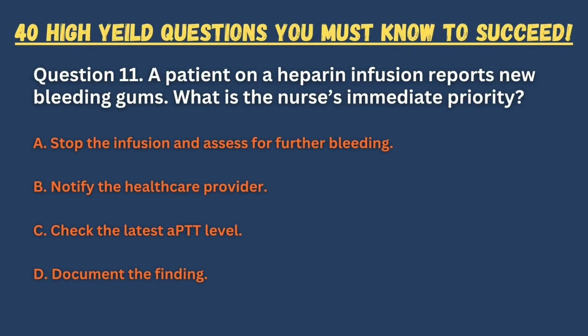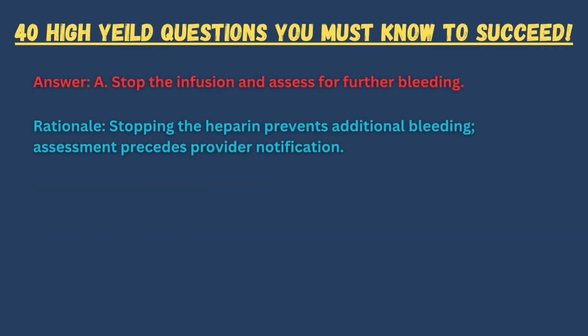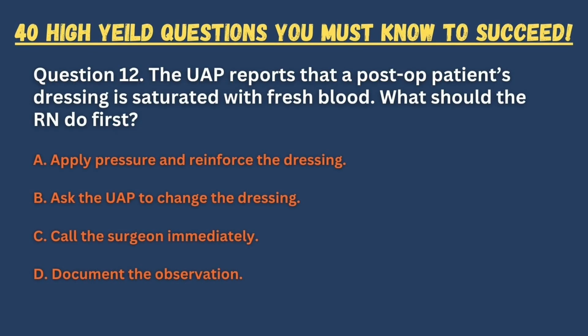Check the latest APTT level. D. Document the finding. Answer: A. Stop the infusion and assess for further bleeding. Rationale: stopping the heparin prevents additional bleeding. Assessment precedes provider notification.